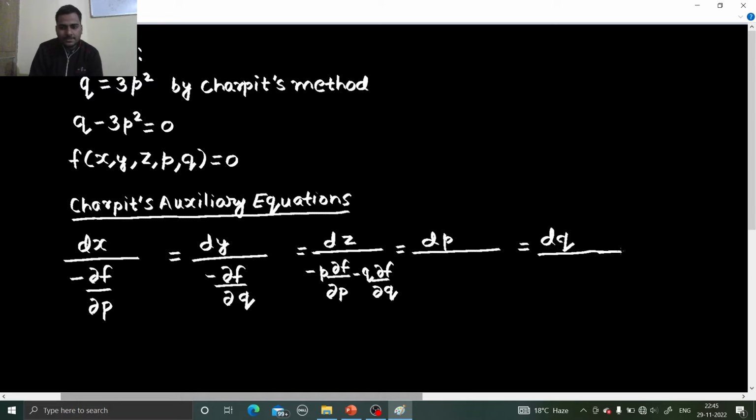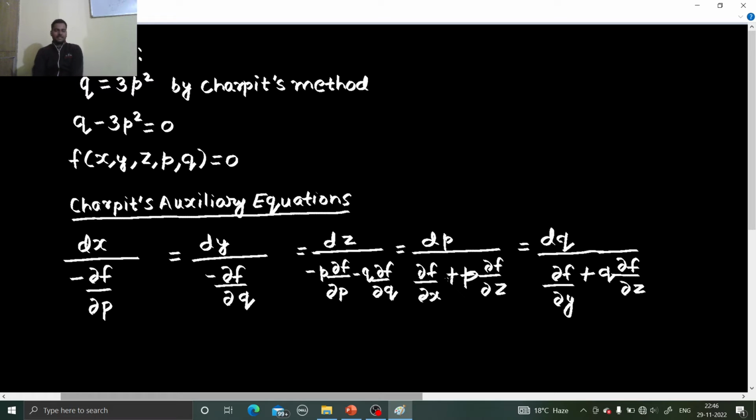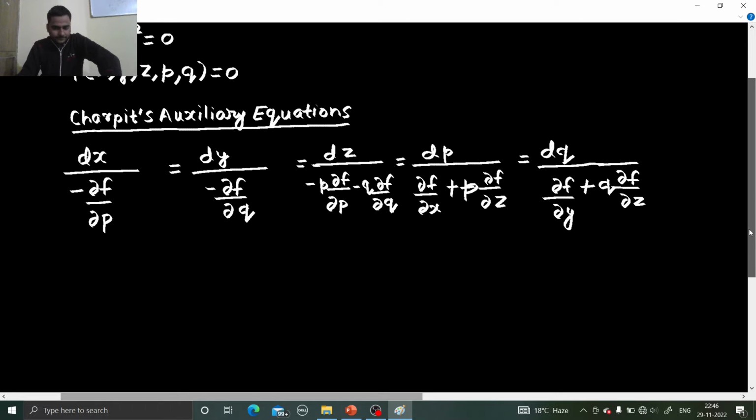In these two terms, del f by del z will be there. With that, in this p will be in multiplication, a plus sign. Here q will be in multiplication, plus sign. Again you will write here del f by del y, del f by del x. So these are the important equations, right? Now let's find these things. Del f by del p.